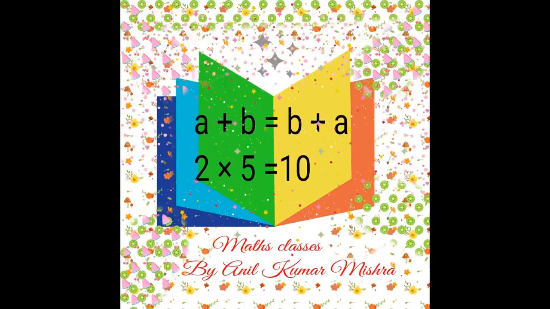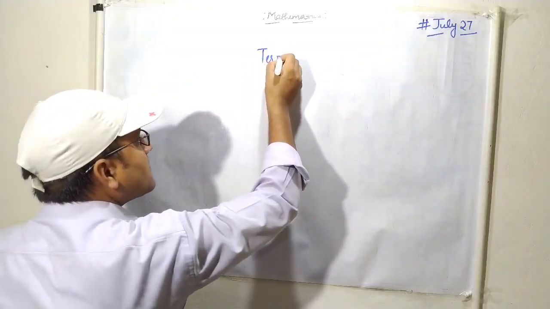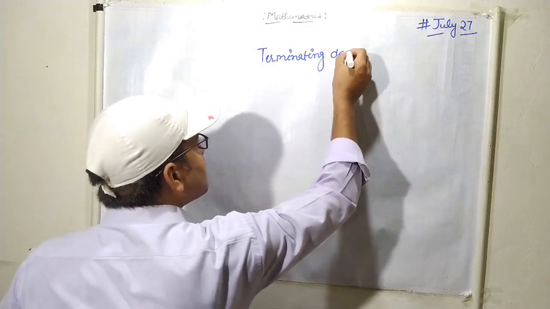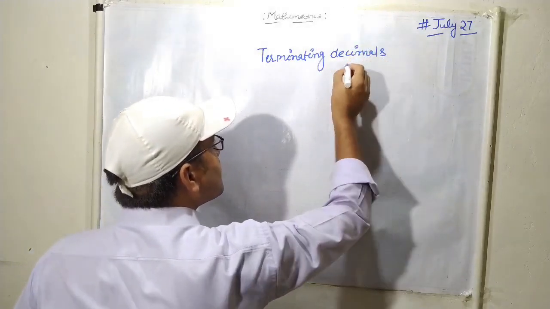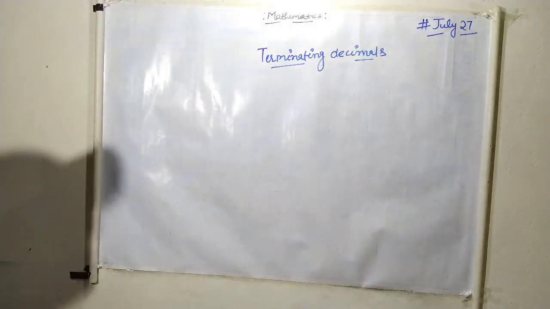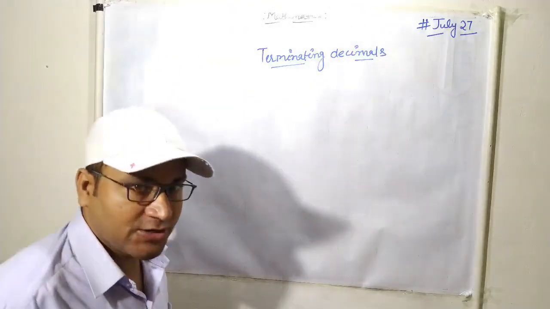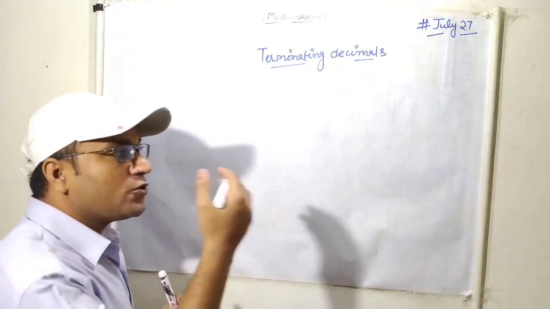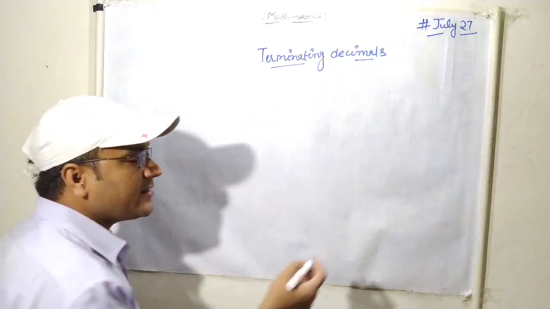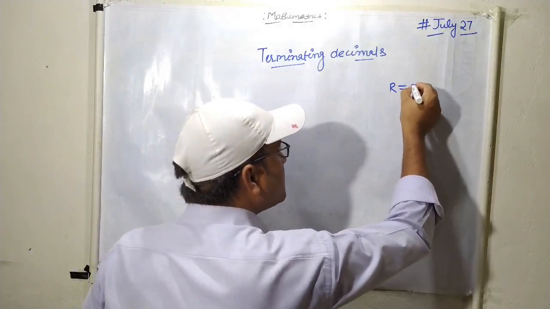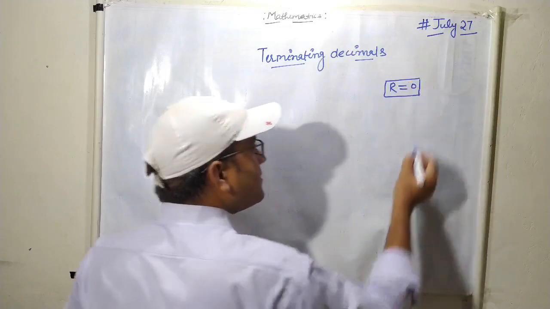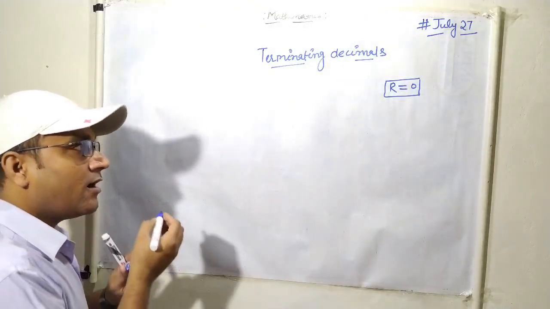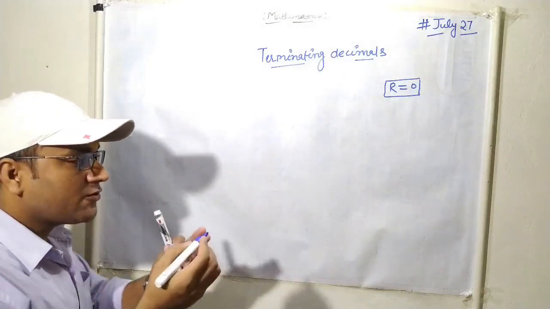First is terminating decimal. Terminating decimal means that if you are changing any fraction or a rational number into a decimal, after a few steps of division, if its remainder gets 0, if its remainder is equal to 0, then the given rational number or fraction is said to be a terminating decimal.